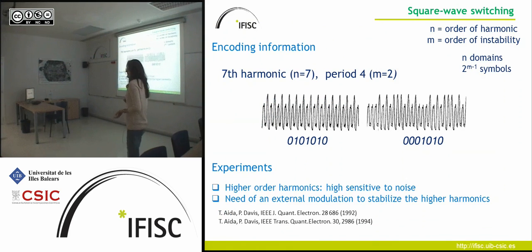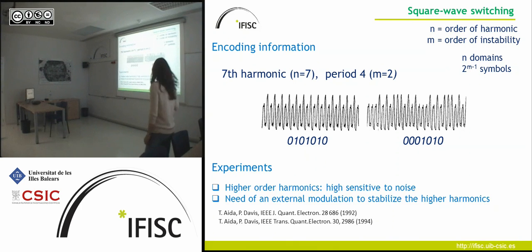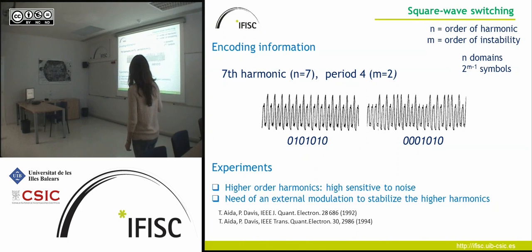IFISC and co-workers then realized that such a system could be used to encode information in high-capacity memory devices. To codify the isomers for the harmonic of order n, one divides the time interval into n domains. For instance, this is the 7th harmonic, then one has seven domains, then they are repeated. And one needs 2 to the n minus 1 symbols for each domain to represent these isomers.